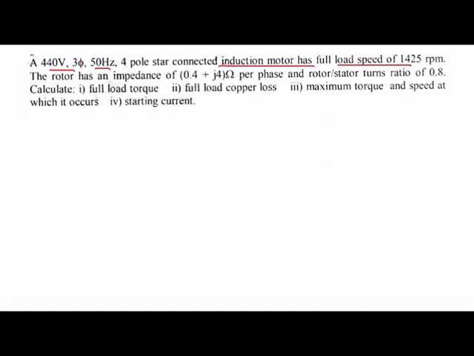1425 rpm. The rotor has an impedance of 0.4 plus J4 ohms per phase, and rotor to stator turns ratio is 0.8. Calculate first one, that is full load torque, second one full load copper loss, third one maximum torque and speed at which the maximum torque occurs, last one is starting current.